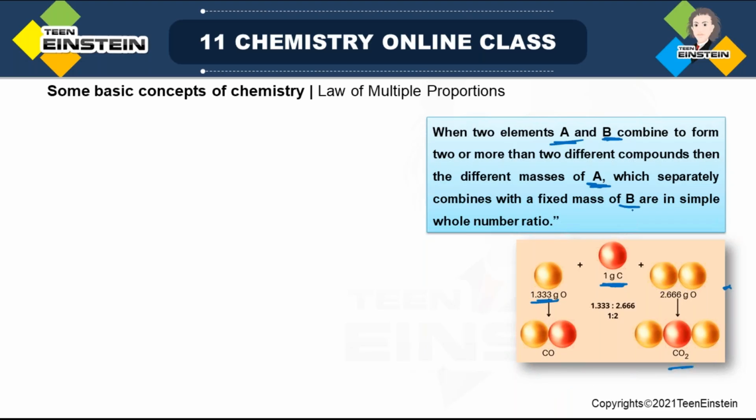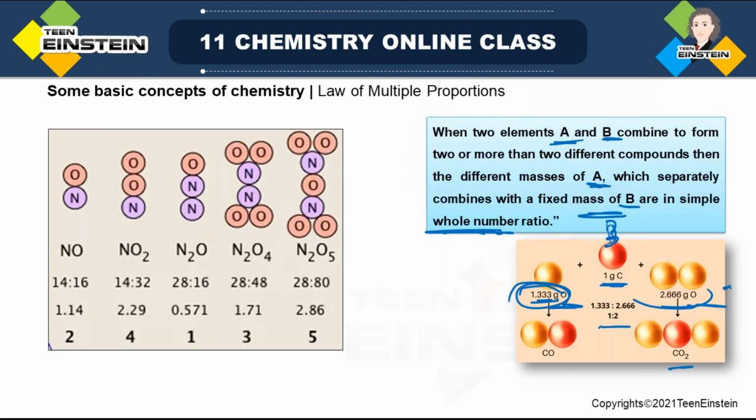Now this is the fixed mass. So here in the box what is written, fixed mass of B. So suppose here carbon is B. If carbon is B, then oxygen is A. So the fixed mass of carbon, the element B, is reacting with 1.33 gram of oxygen in the first case and 2.666 gram of oxygen in the second case. So take the ratio of these two values. It is 1:2. So it is a whole number ratio. So this is the law of multiple proportion.